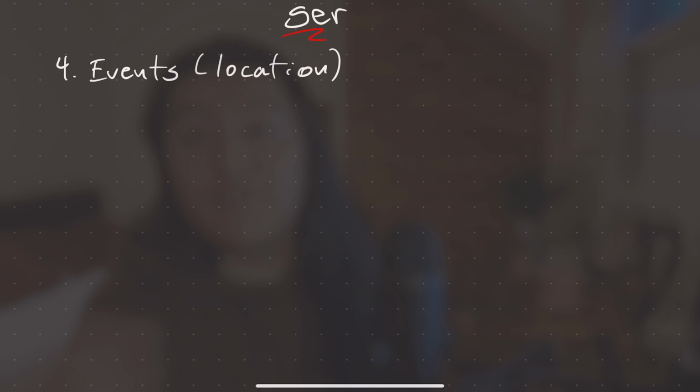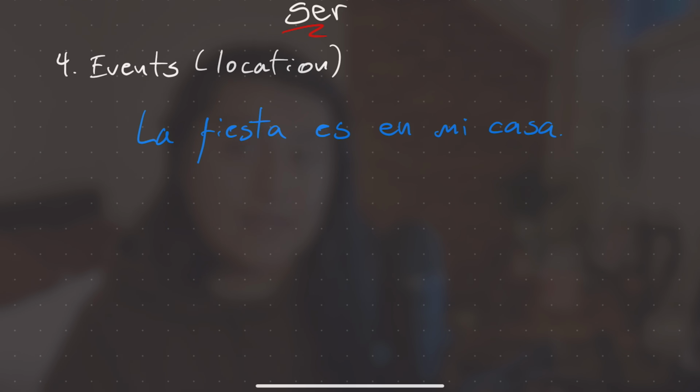Number 4 is for events, as in where the location of events is, where something is taking place, where something is going to happen. We could say la fiesta es en mi casa.